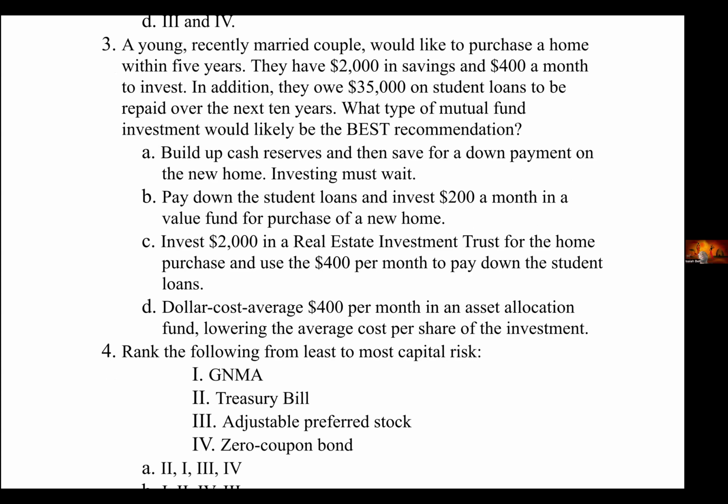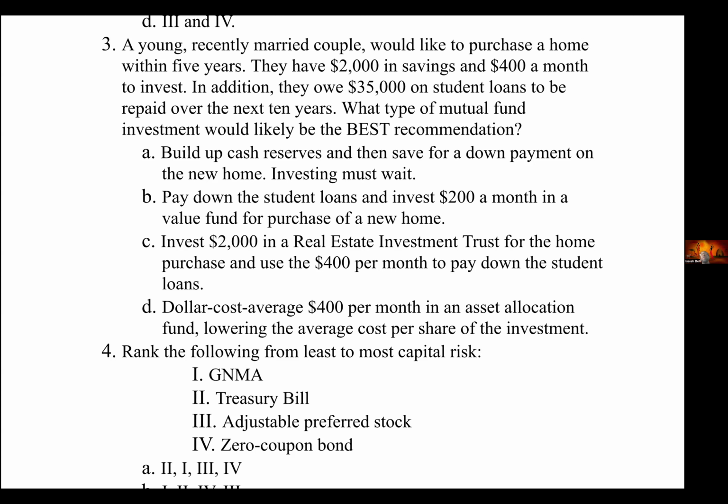A young, recently married couple would like to purchase a home within 5 years. They have $2,000 in savings and $400 a month to invest. In addition, they owe $35,000 on student loans to be repaid over the next 10 years. What type of mutual fund investment would likely be the best recommendation? All right, so you have a young, recently married couple. They want to purchase a home within the next 5 years. They have $2,000 savings and they invest $400 a month. $400 a month, 4 times 12, 48. So they're saving about $4,800 a year.